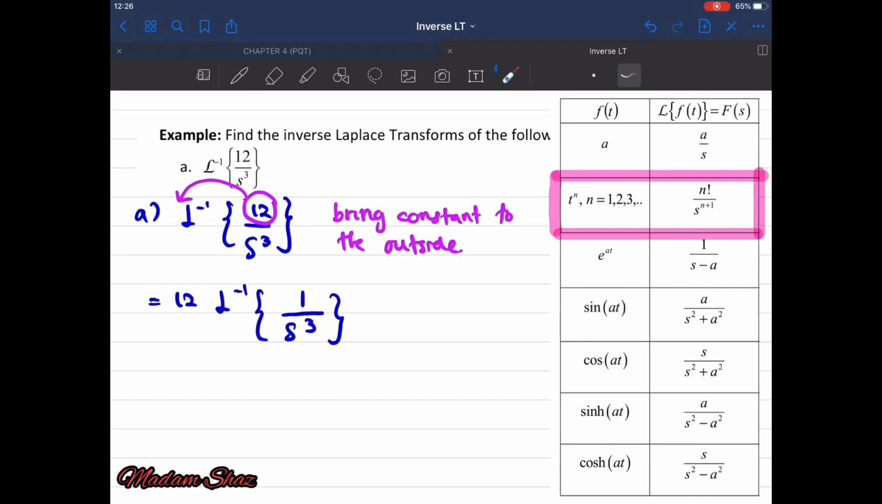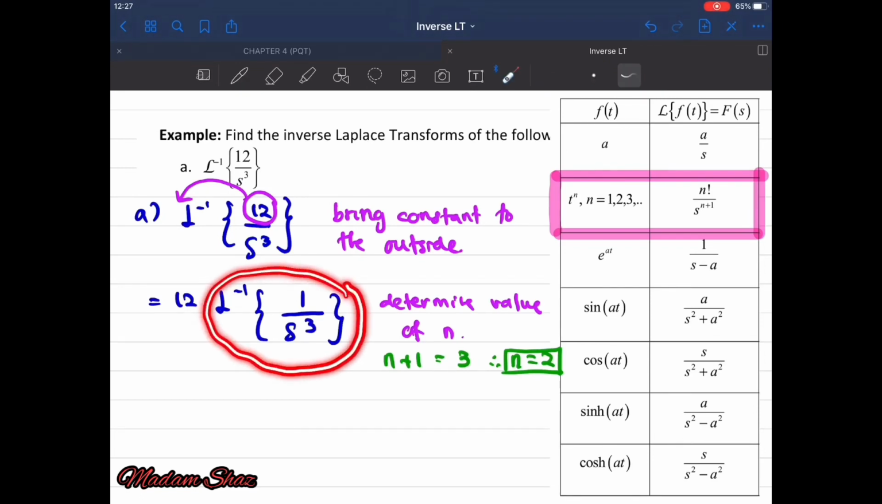So now we have to determine what is the value of n from s to the power of 3. n plus 1 is equal to 3. So therefore n is equal to 2. So now we have to write back Laplace inverse of 1 over s to the power of 3 in terms of n factorial over s to the power of n plus 1.